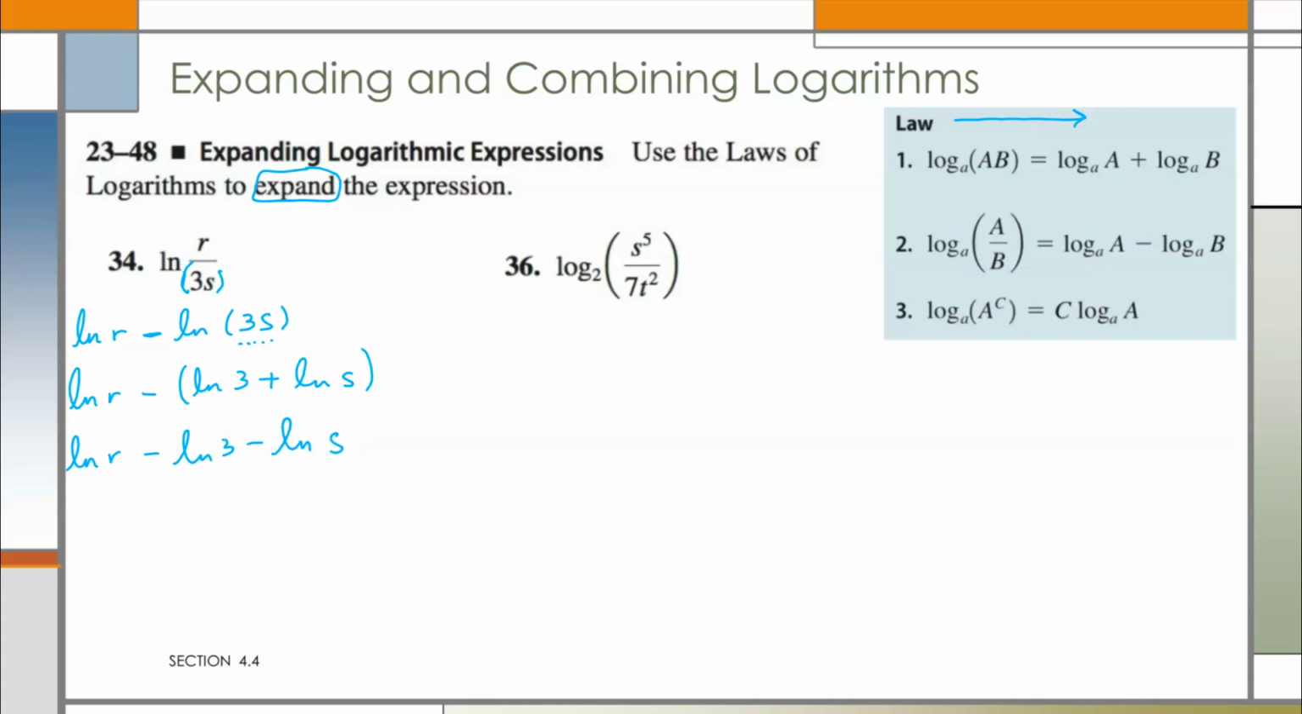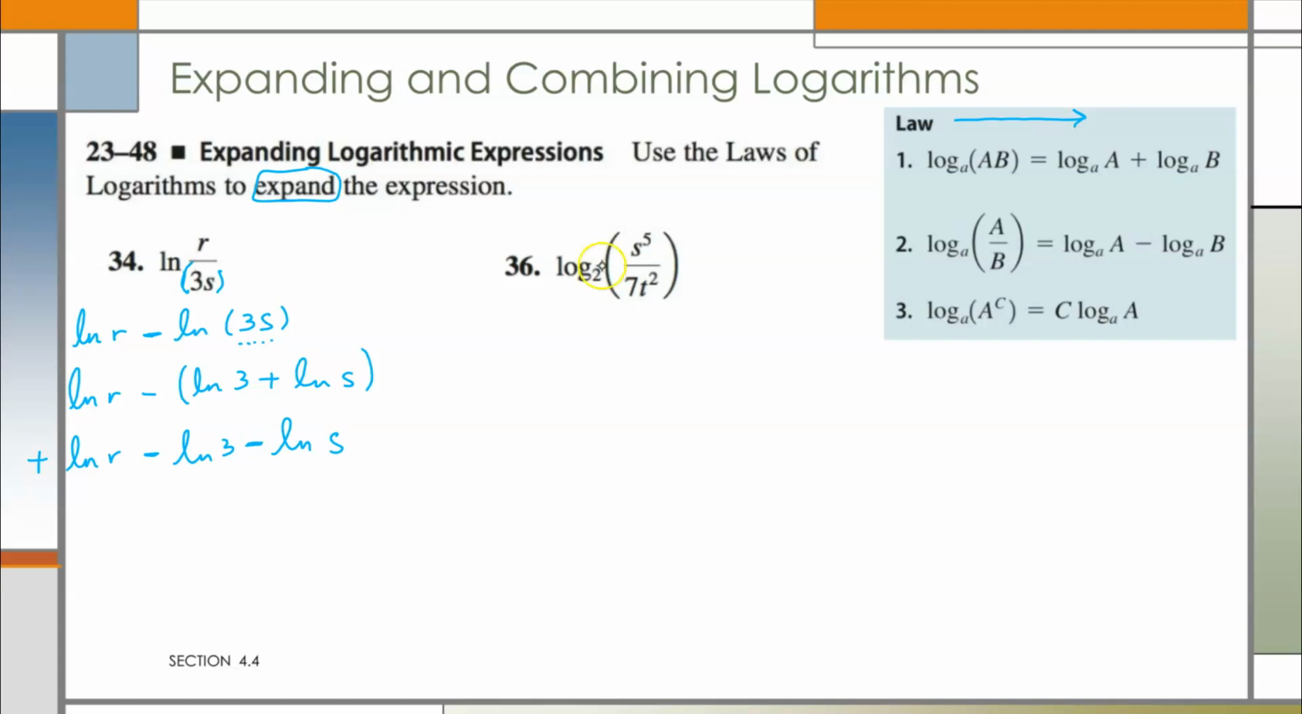Now I like to do a quick visual. Does my answer make sense? When I do my quick visual, if there's a plus here or it's positive, that meant r was from the numerator, and it was. If I see a minus, that means these came from the denominator. The minus ln 3 must have been in the denominator. Minus ln s, the s must have been in the denominator. And that's what we had started out with, so I'm pretty sure that we have a good answer.